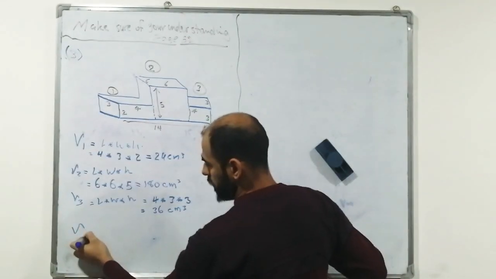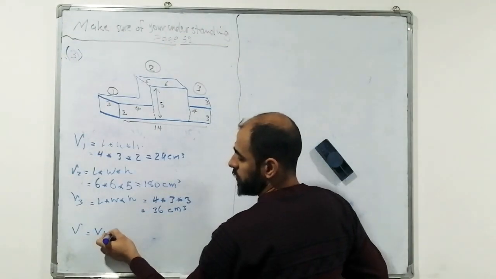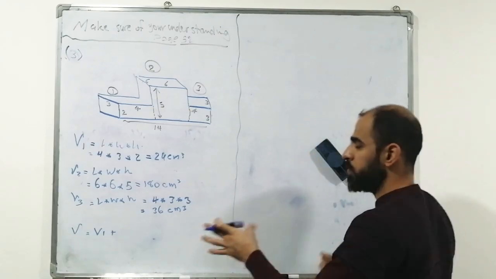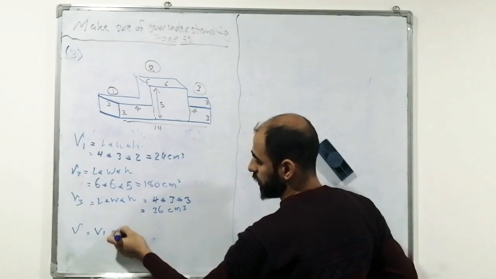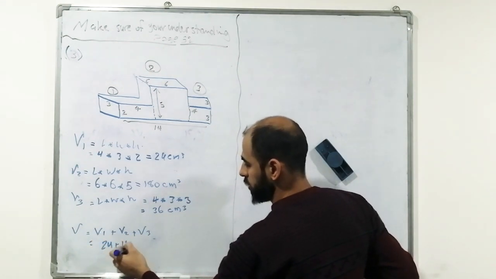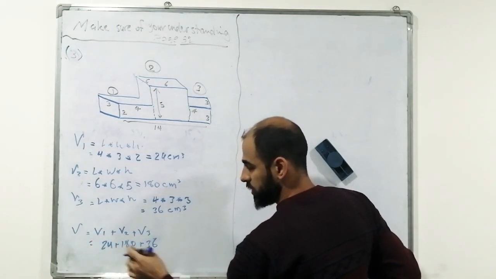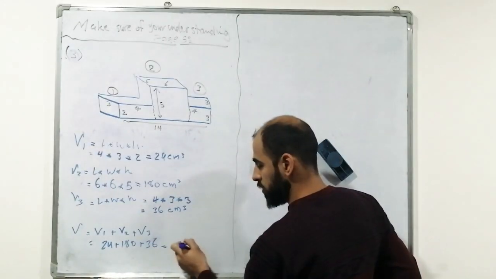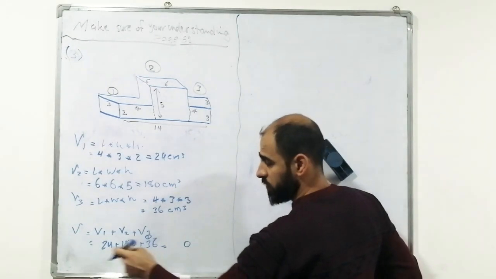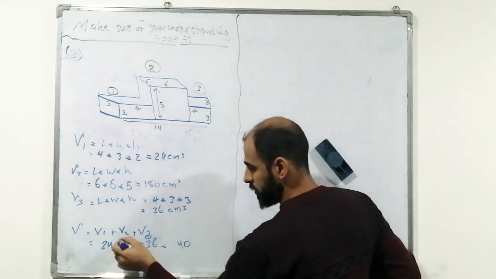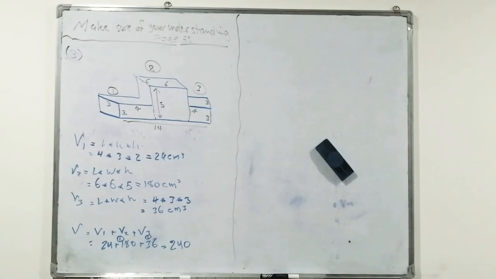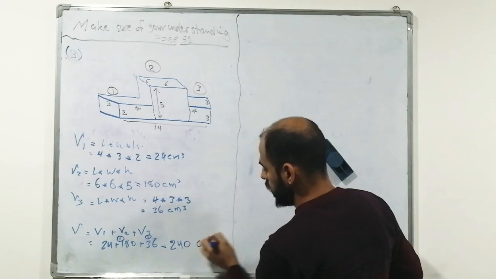Now the volume of the compound shape is the addition of the volumes of the simple shapes. يعني حجم الشكل المركب هو مجموع حجوم الأشكال البسيطة اللي متكون منه V1 and V2 and V3. 24 plus 180 plus 36. 6 and 4 is 10, 2 and 1... 4 and 8, 12, with 2 is 14... 4 and we have 1. So the volume of the compound shape is 240 centimeter to the power 3.